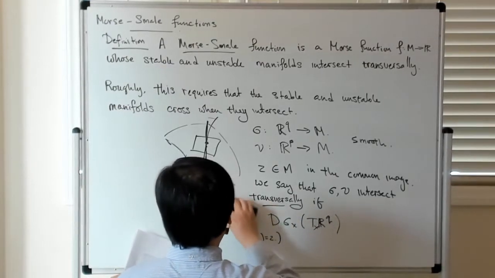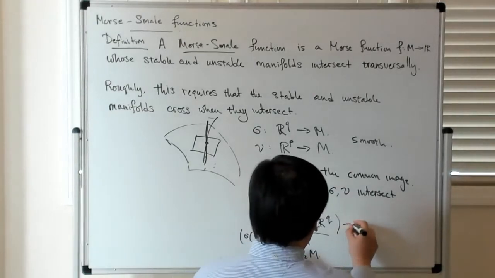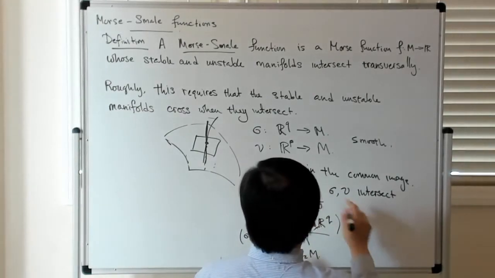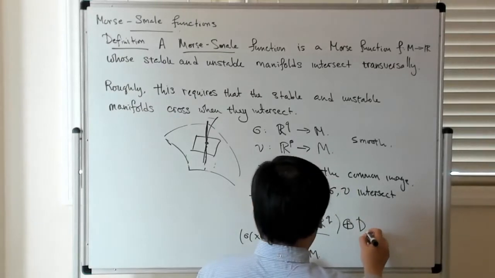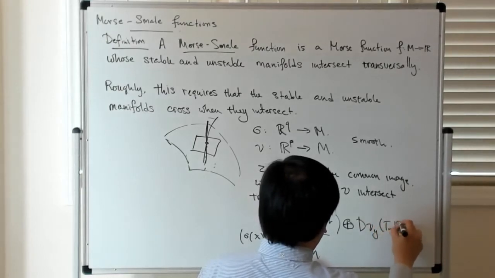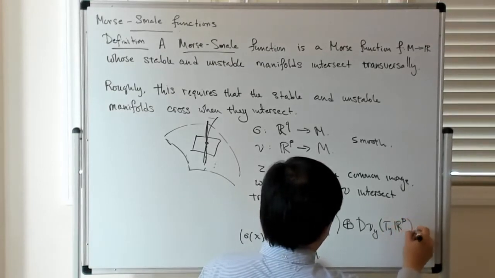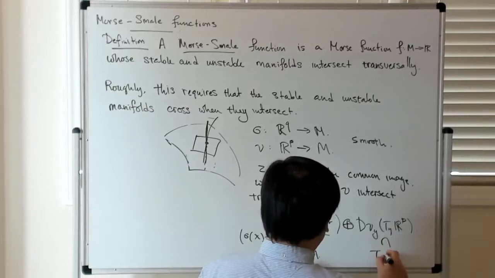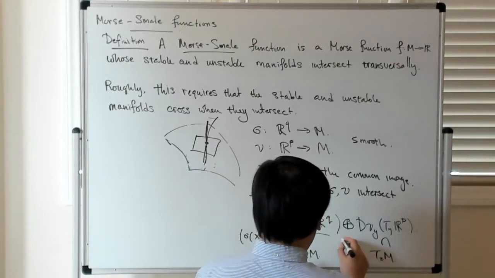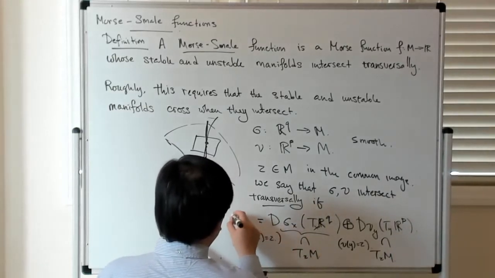So in any case, this thing here is contained in T_z M, and then you can look at a similar thing with the second map. But now you have a point y, T_y of the domain, mapping by the linearization of nu. This is again part of T_z M, and we have that nu of y is equal to z. So we want these two things together to span the entire tangent space T_z M.